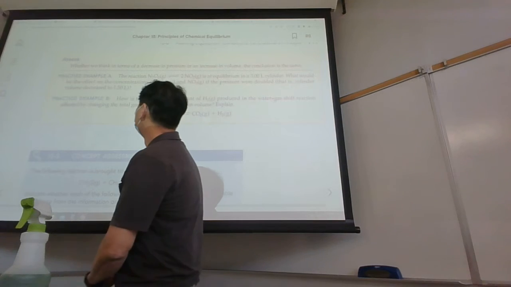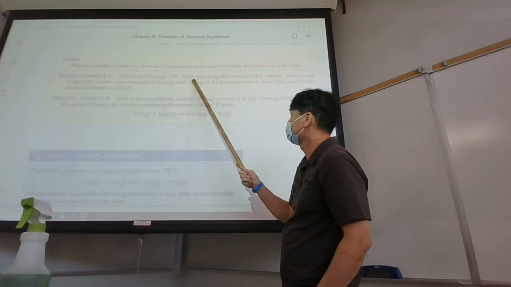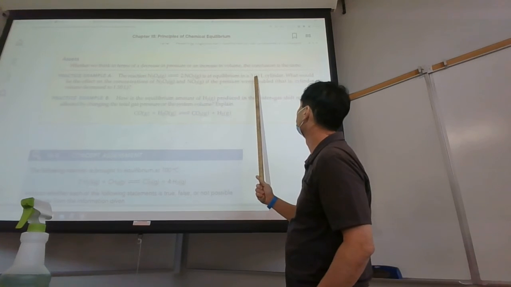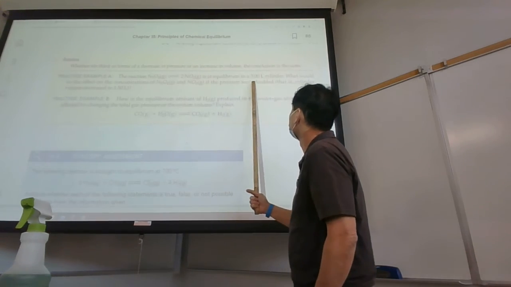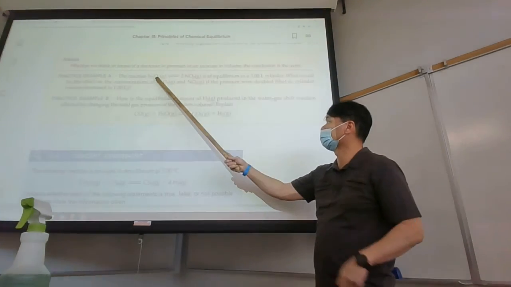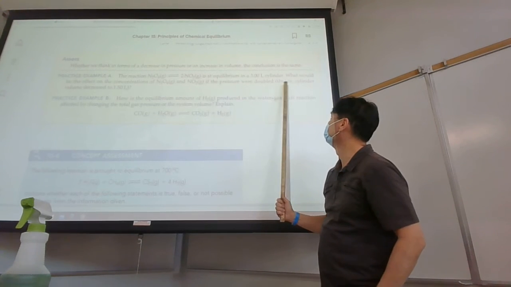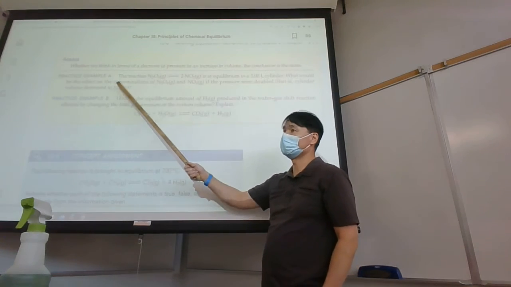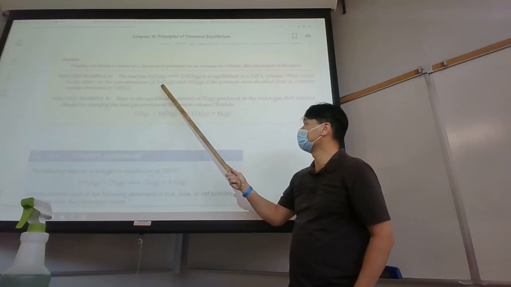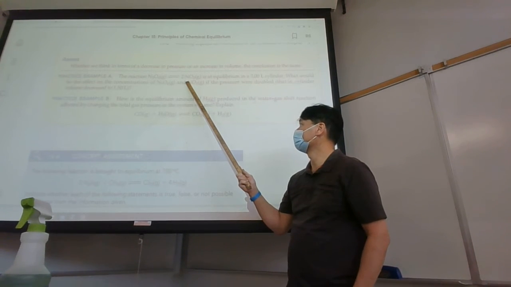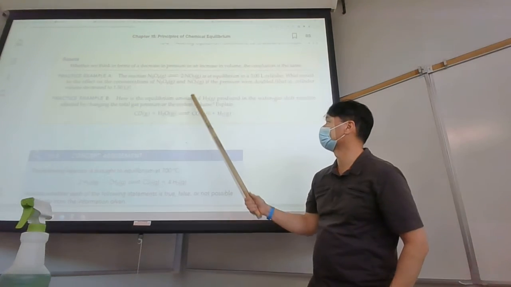Okay, some more here. The reaction of dinitrogen tetroxide goes to 2 nitrogen dioxides, at equilibrium in a 3 liter cylinder. What is the effect if the pressure were doubled? If we double the pressure, we're doubling the pressure of everything in there. Probably the easier way of thinking about doubling the pressure is by decreasing the volume. We could double the pressure by cutting the volume in half. So if we decrease the volume, double the pressure, which way does it shift? To the left. That's correct. So this goes to the left.